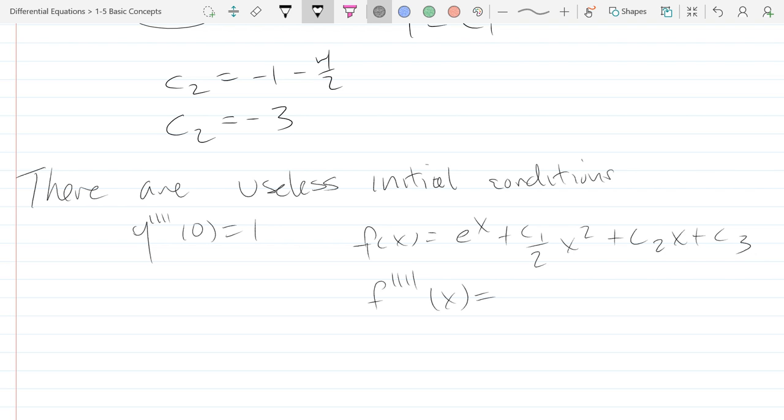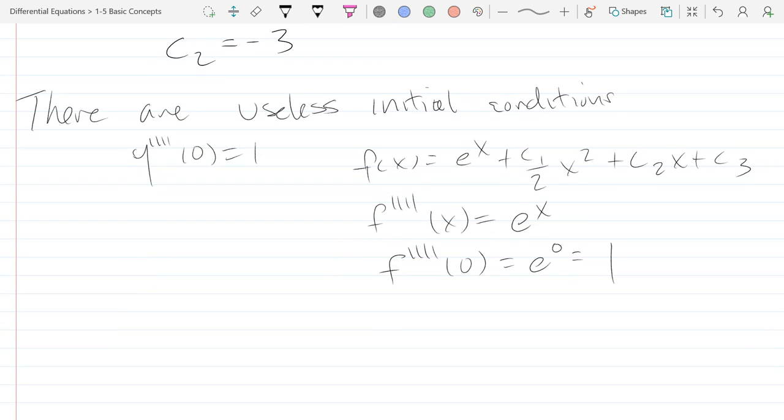What happens to the polynomial part after three derivatives? It gets eliminated. Because it keeps decreasing degrees every derivative, so two derivatives, you'll have a constant term. Three derivatives, you'll have no terms. So it'll just be e to the x. So yes, I could plug in f triple prime of 0 equals e to the 0, which, no kidding, equals 1 right there. So there are initial conditions that don't get you any more information.